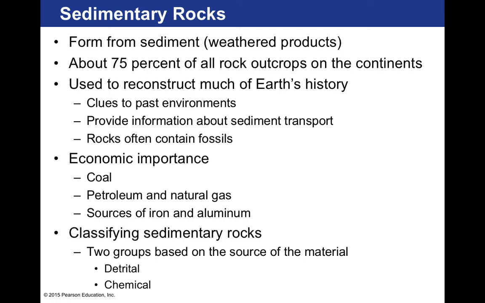Petroleum and natural gas pockets are found within sedimentary layers of rock. And it's also a great source of iron and aluminum. If you remember, they were two of the elements that were rich in the Earth's crust.